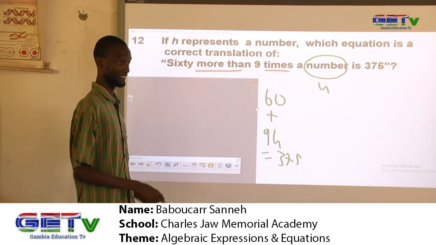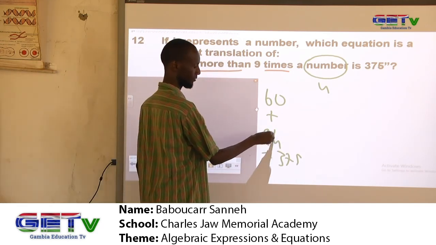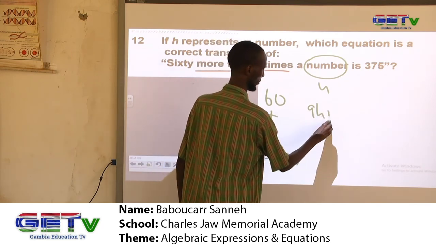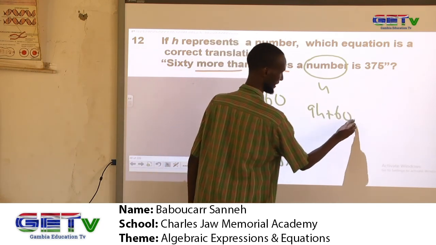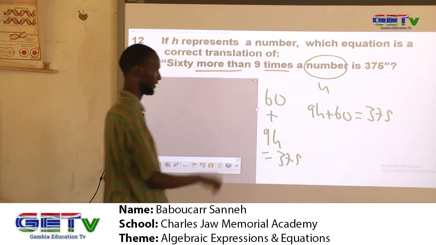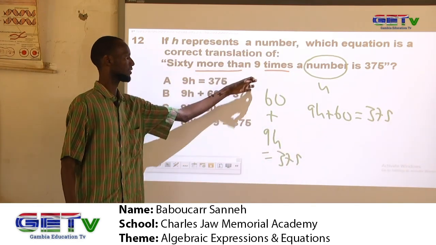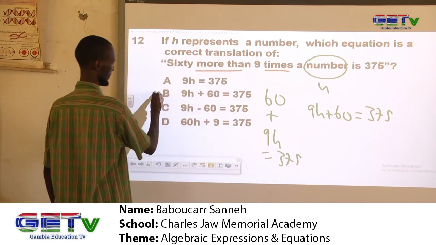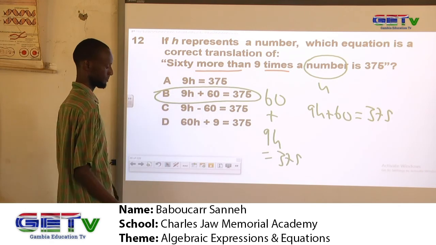So if you now arrange this, the second comes first. So the 9h is first. Then you have the plus 60, and that is equal to 375. So in the end, that is the equation we end up with.